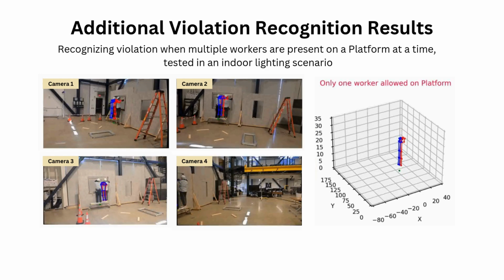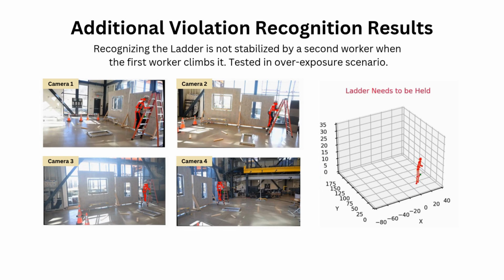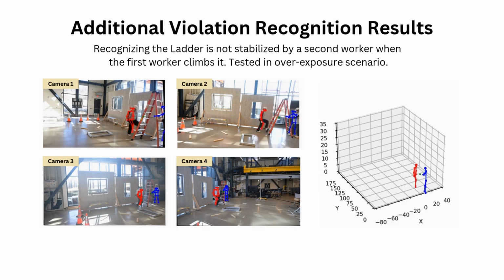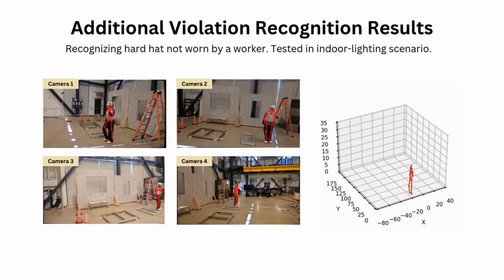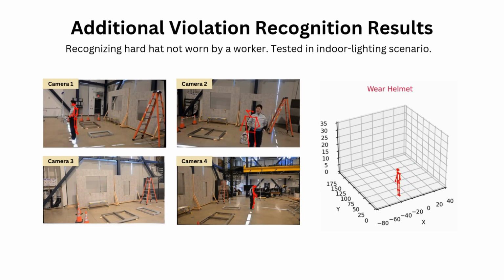In another, it identified that a ladder was not being held while a worker was climbing it, even under overexposed, high sunlight conditions. The model also supports entry-exit tracking and re-identification of workers. It also accurately detected when a worker was not wearing a hard hat in various lighting scenarios.